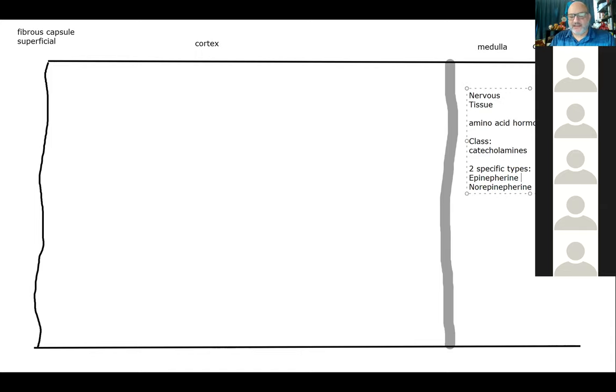But what we did say is about 80% of what is produced is epinephrine. Oh, yes. But you're right. From a functional standpoint, we did not really differentiate them. But it is more epinephrine. We did at least mention that. From a functional standpoint, what are the targets? Well, let's start easier. What is the overall effect of epinephrine and norepinephrine?